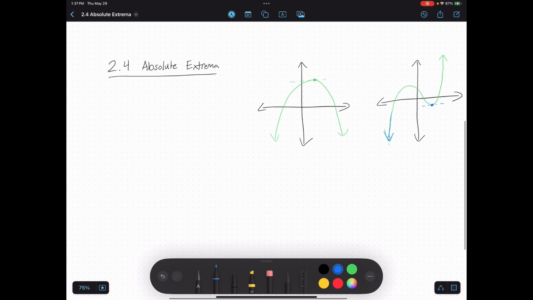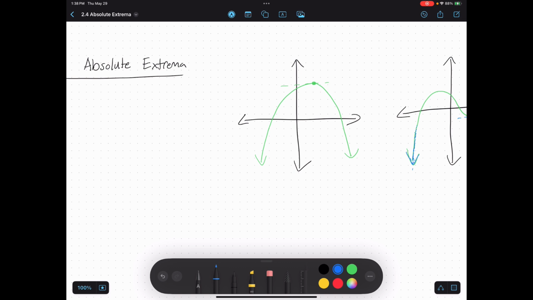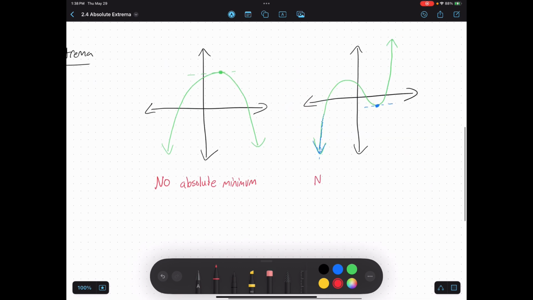So there's actually lots of functions that don't have absolute minimums or absolute maximums. If we look at this quadratic function, this function has no absolute minimum. This cubic function has no absolute maximum or absolute minimum. Why not? Because this function goes up to positive infinity, meaning there is no absolute highest value. And like we said earlier, it goes down to negative infinity, meaning there is no absolute lowest value.